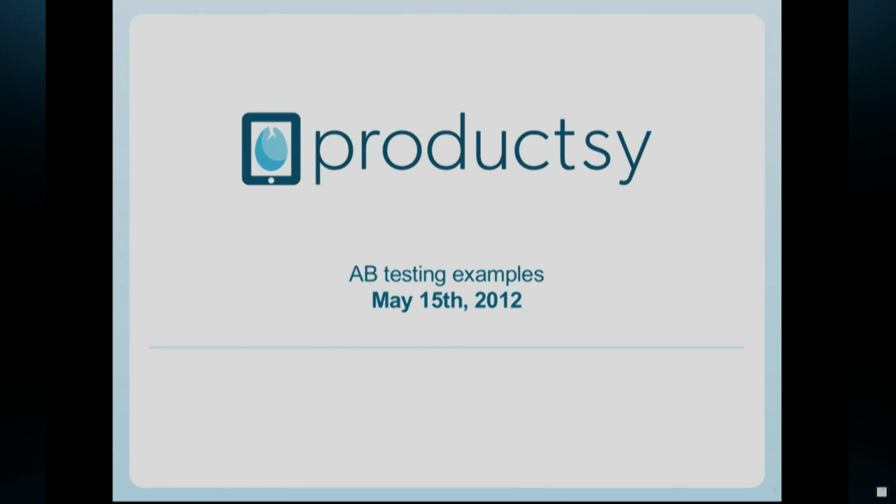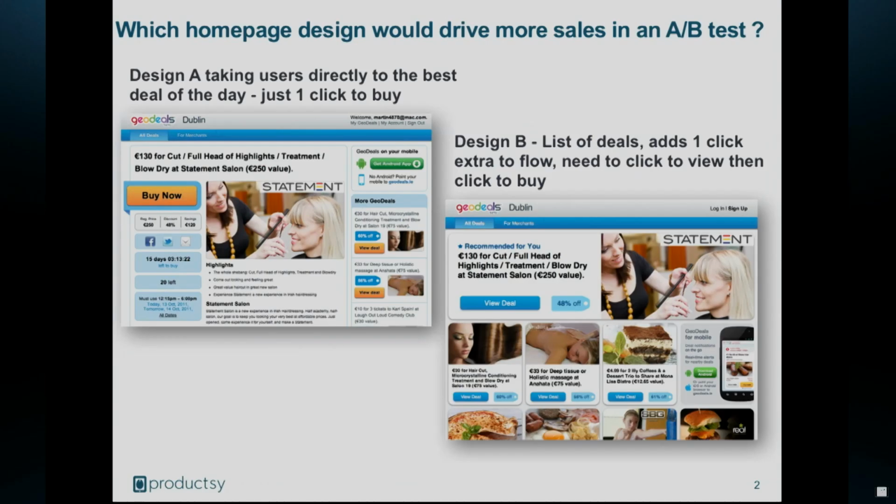And so at Geodelic, we were building a product called GeoDeals. GeoDeals is a commerce site we were testing both in Europe and in the US, and we decided to A/B test the front page of the site. So what we wanted to test was, if we built a homepage that went directly to one deal, which is Design A on the left, or should we go to an aggregated page, which is Design B on the right, where we showed all the deals available at one time.